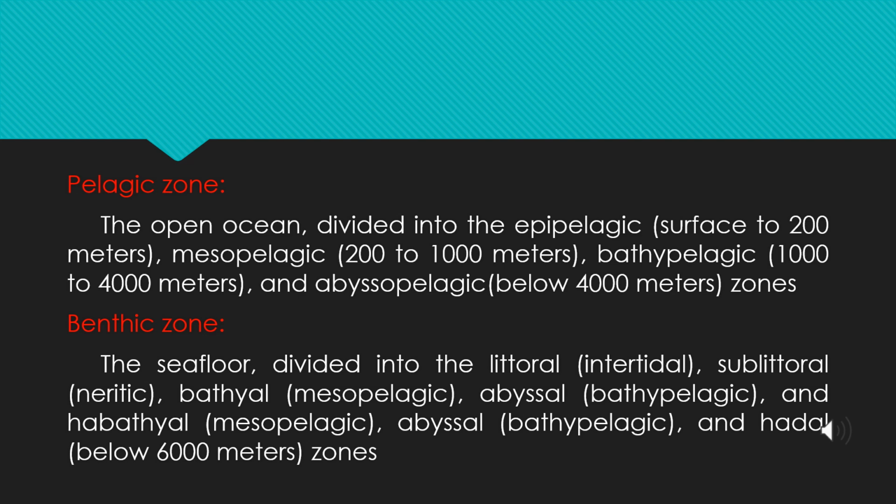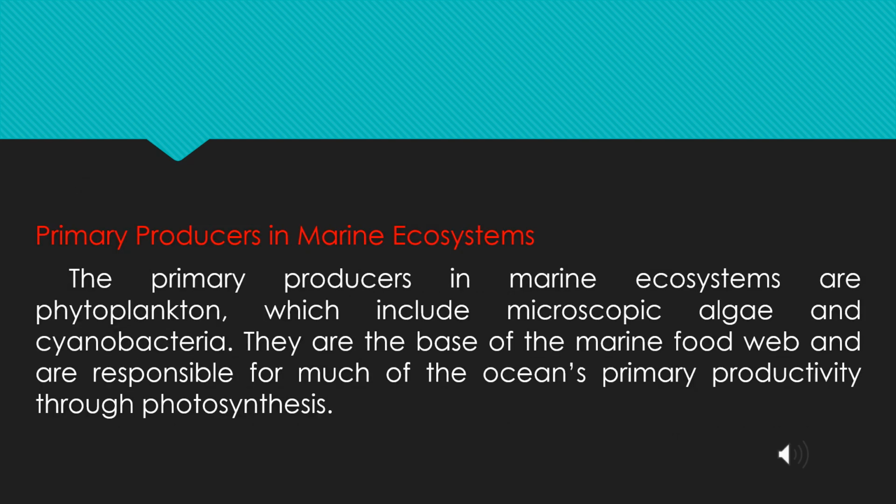First one is epipelagic, and mesopelagic, bathypelagic and abyssopelagic, and fourth one is the benthic zone, the sea floor divided into the littoral, bathyal, abyssal and hadal zones. And then primary producers in marine ecosystem. The primary producers in marine ecosystems are the phytoplankton, which include microscopic algae and cyanobacteria. They are the base of the marine food web and are responsible for much of the ocean's primary productivity through photosynthesis.